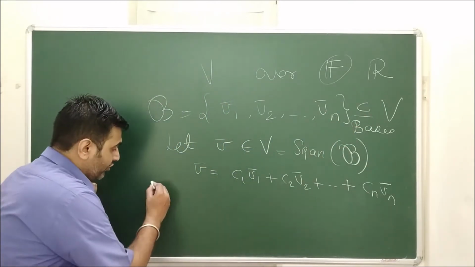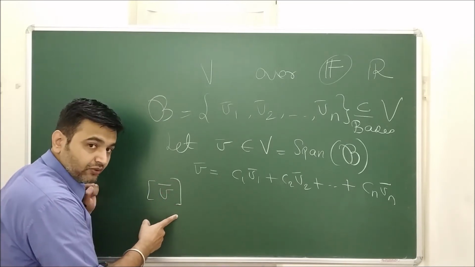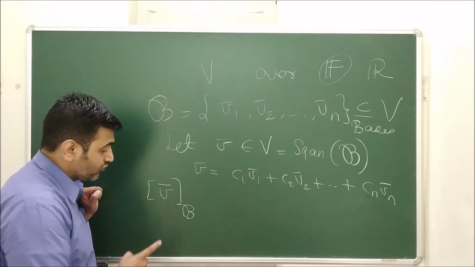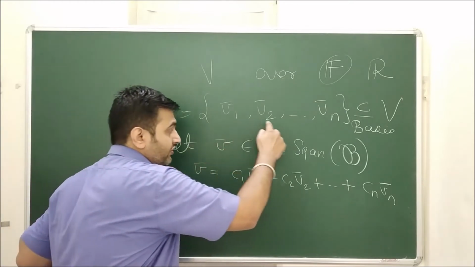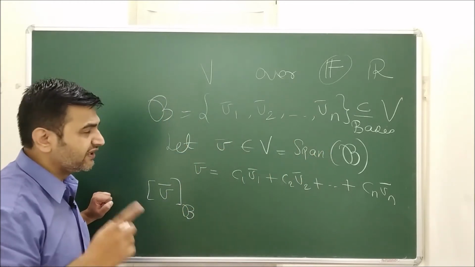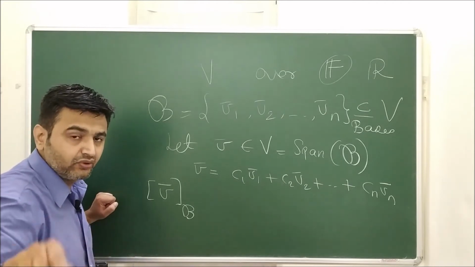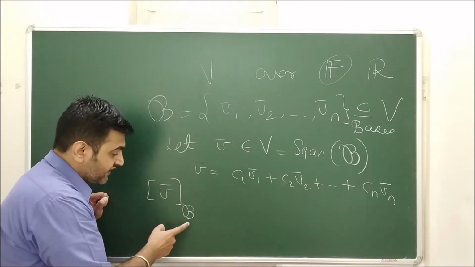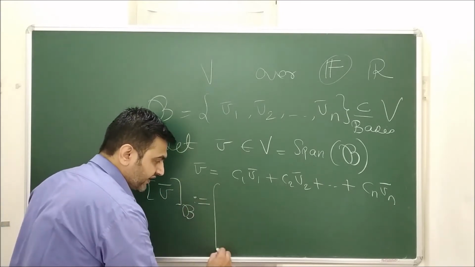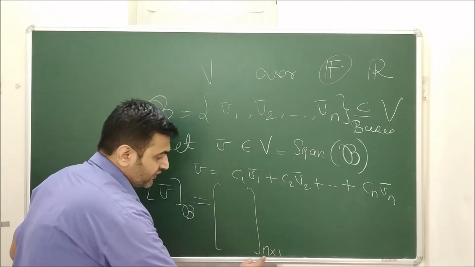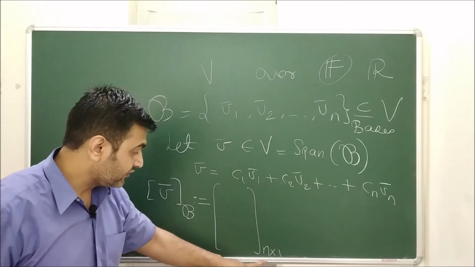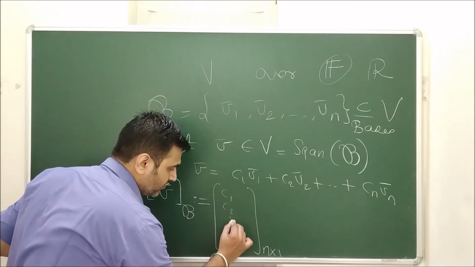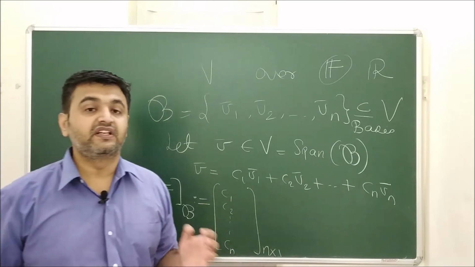You define the coordinate vector of v, with the square bracket notation, with respect to the basis B. My B is an ordered basis. So once you fix a basis, that means this ordering is fixed. What do you mean by ordered basis? I talked about it in my earlier lecture. You can have a look, the link you can find in the description. So you have an ordered basis. The coordinate vector of v with respect to B is defined as a column vector. What is n? It is the dimension of V. So it is n cross 1, and the column entries are nothing but the scalars c1, c2, up to cn. So this is how you define a coordinate vector.